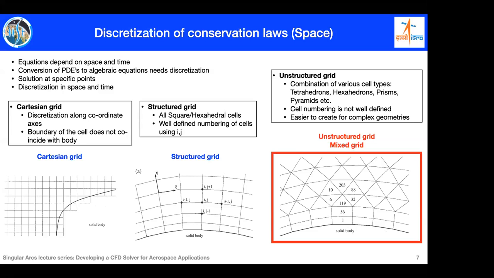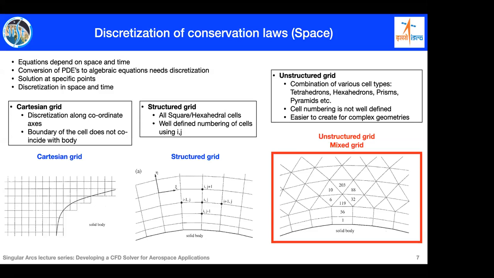And the third is the unstructured grid. Here you are trying to fill the volume with whatever cells you can, that is hexahedrons, prisms, pyramids. You just need to fill the volume. This is much easier to generate, but the solution procedure or the solver for this becomes slightly complicated in order to handle such cells, and some stability issues will also come.